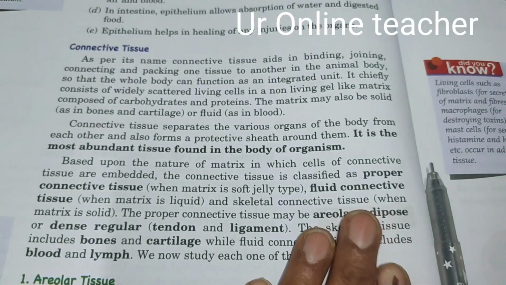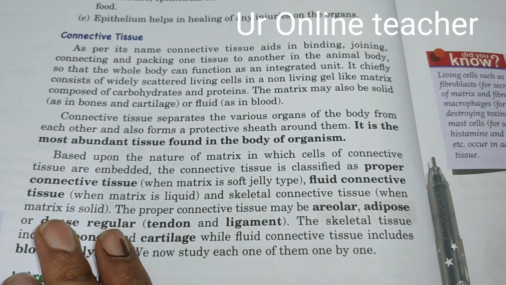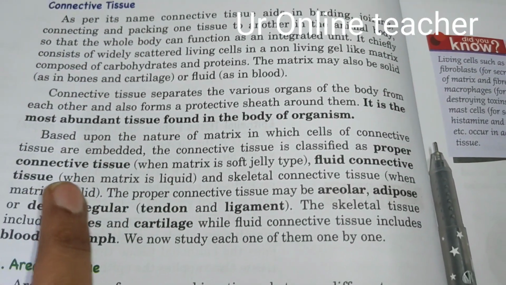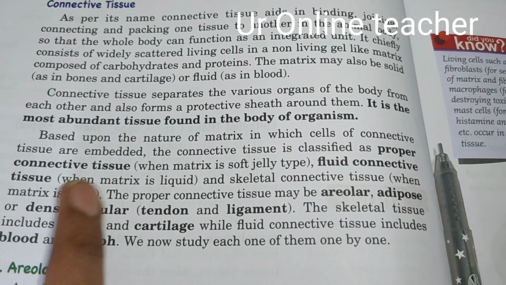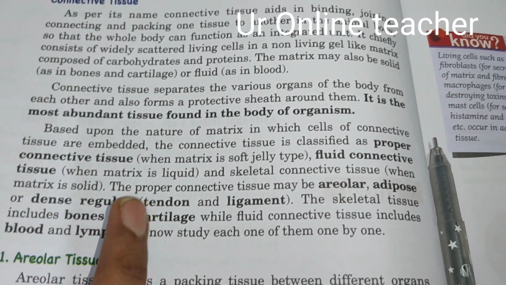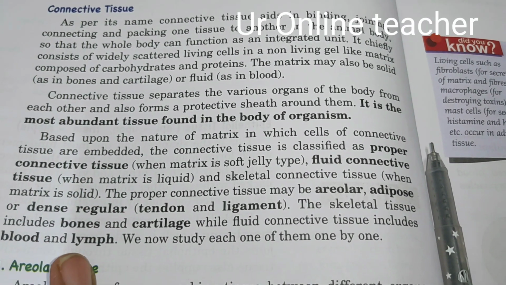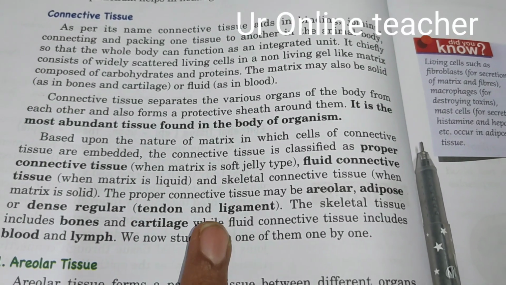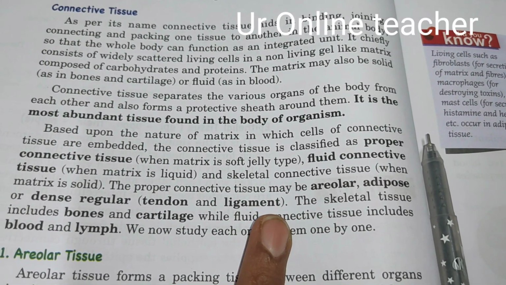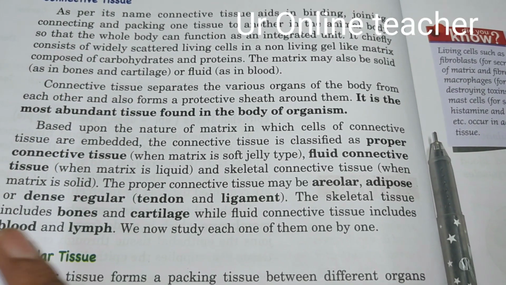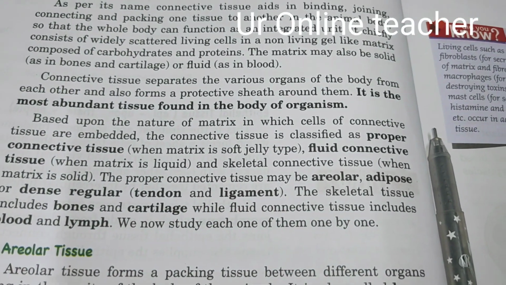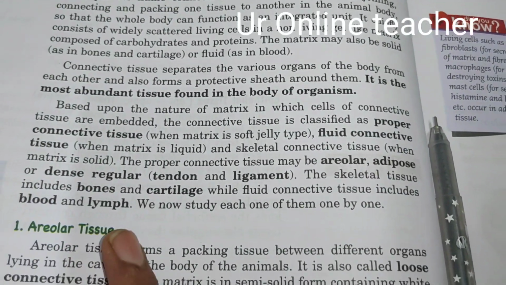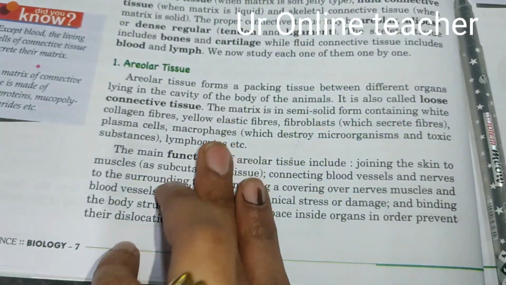So based upon the nature of matrix in which cells of connective tissue are embedded, the connective tissue is classified as different types, like proper connective tissue in which matrix is soft, and fluid connective tissue where the matrix is liquid, and skeletal connective tissue where the matrix is solid. And the proper connective tissue may be areolar tissue, adipose tissue, or dense regular tissue. The skeletal tissue includes bones and cartilage, whereas fluid connective tissue includes blood and lymph. So first we will see what is areolar tissue.